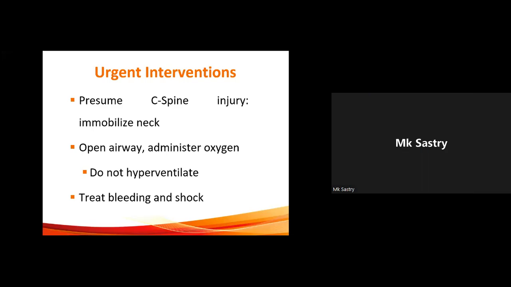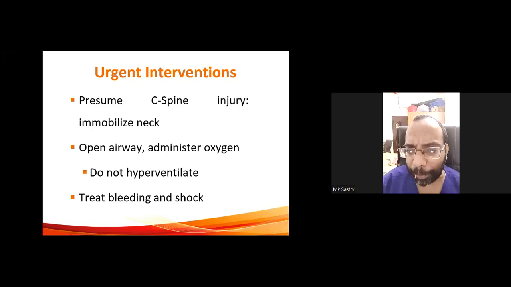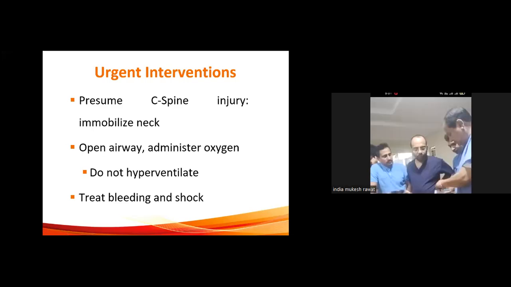Always open the airway, administer oxygen, do not hyperventilate, and treat bleeding and shock. So this is the way by which we recover the patient, right? Yes. Next.